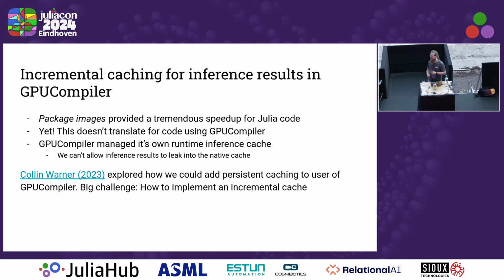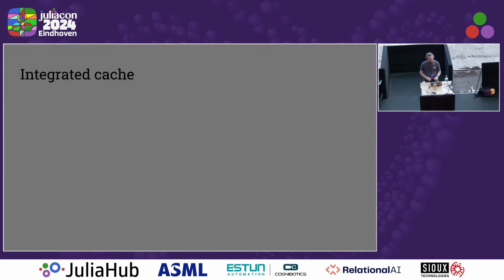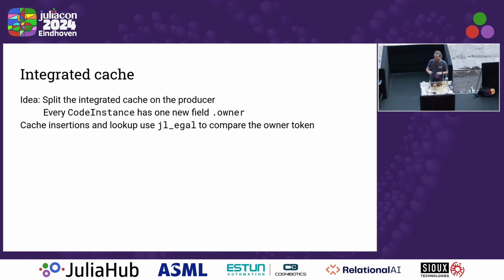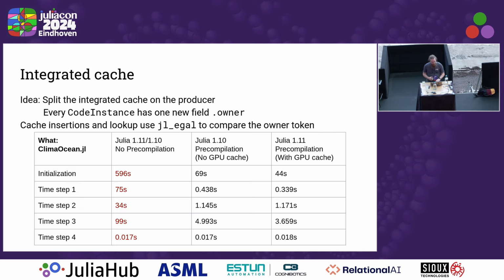But we have an incremental cache. It's built into Julia. So why don't we just use that? Well, the pull request we merged last fall introduces a new field to CodeInstance called owner. And this owner is just a token. That token bifurcates the cache, and you can use it to look up into that cache and say, I want the compilation result just for this abstract interpreter, for this GPU compilation, for whatever transformation I want. And with that change alone, we improved compilation times by quite a bit.